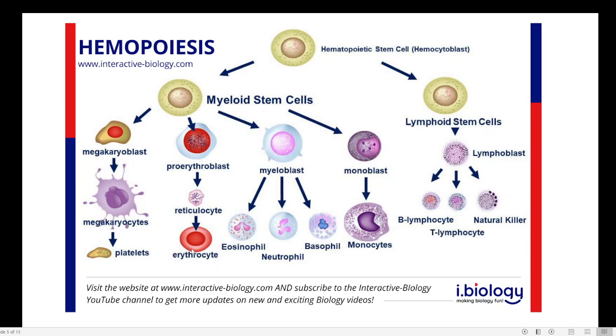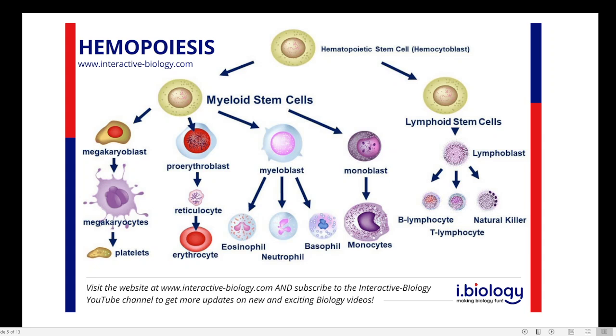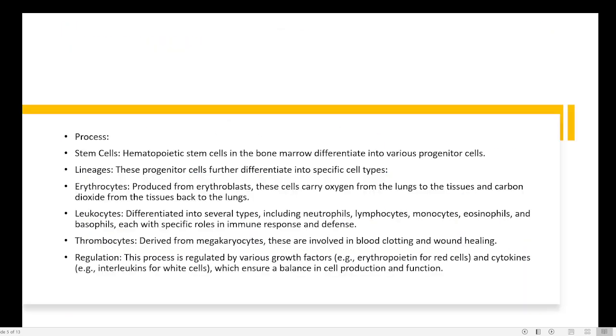The platelets, RBC, eosinophil, neutrophil, different T lymphocyte or B lymphocyte are all formed. So if you know the picture, it will be easy for you to explain. Now that is an idea regarding what is hematopoiesis.